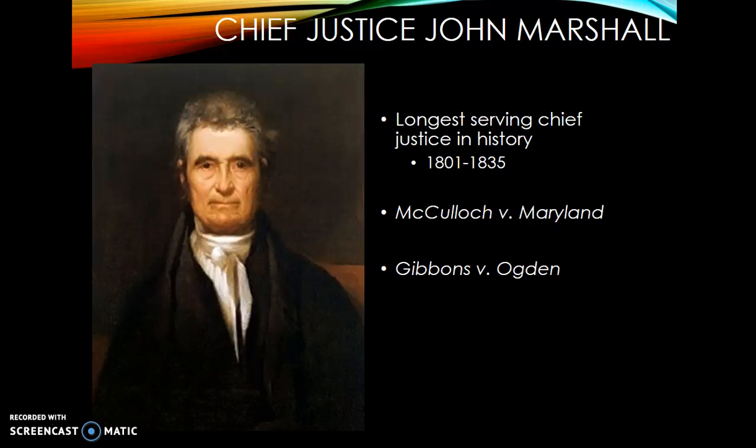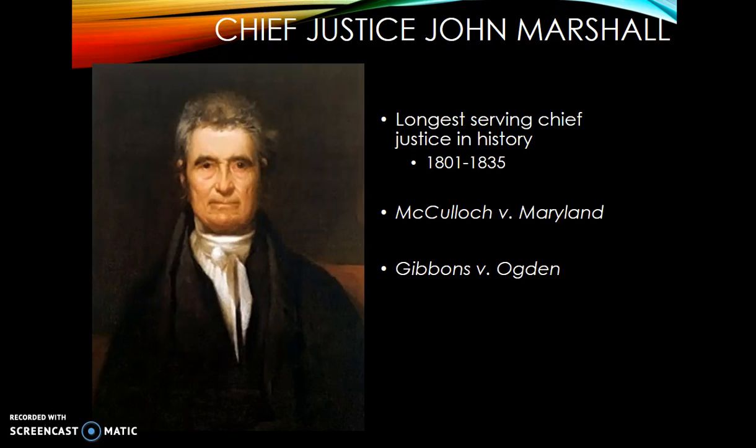So we've got two cases here we'll talk about. The first one, McCulloch v. Maryland, happened in 1819. It involved the National Bank. We've talked about the National Bank before, and we know that many states were unhappy with the idea of having a national bank because it created a little competition with their own state banks. So Maryland was essentially just being petty, and they decided to place a tax on the branch of the National Bank that was in Maryland.